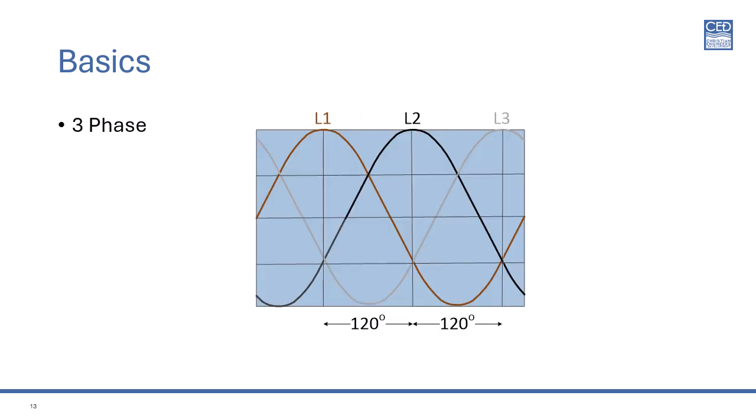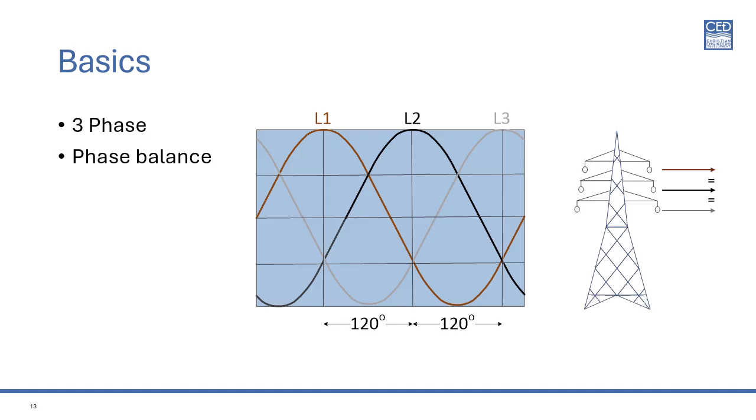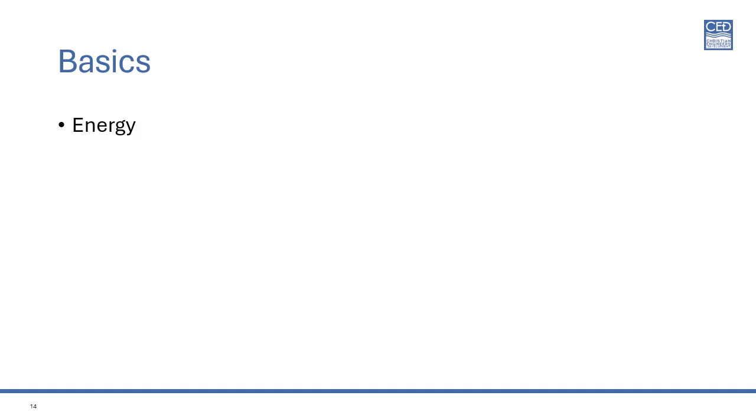When we're dealing with higher powers, we use 3 phases, where each of these phases is 120 degrees apart, and it's important that we have good phase and power balance on all 3 lines. Another basic value is energy, and this is related to the duration of the power being consumed. So a joule is 1 watt of power being consumed for 1 second. So a kilowatt hour is 1 kilowatt running for 1 hour.